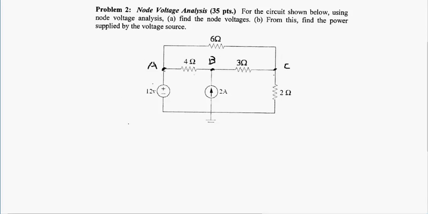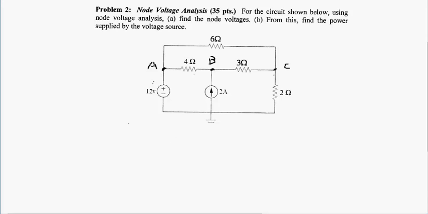So we write the relationships between the nodes. A node is declared as a point which connects two or more devices. Node A connects a 6 ohm resistor, a 4 ohm resistor, and a 12 volt voltage source. Node B also connects 3 devices: 4 ohms, 3 ohms, and a 2 amp current source. Node C connects 6 ohm, 2 ohm, and 3 ohm resistors. Now we declare our reference node arbitrarily. It's right here.